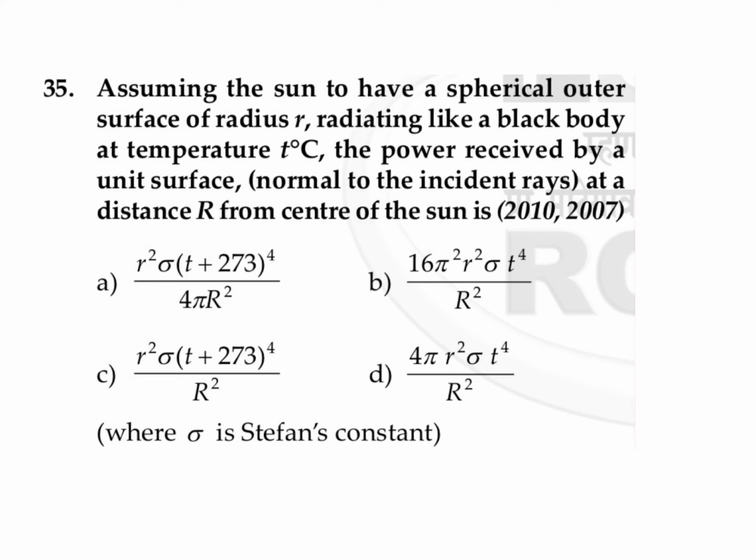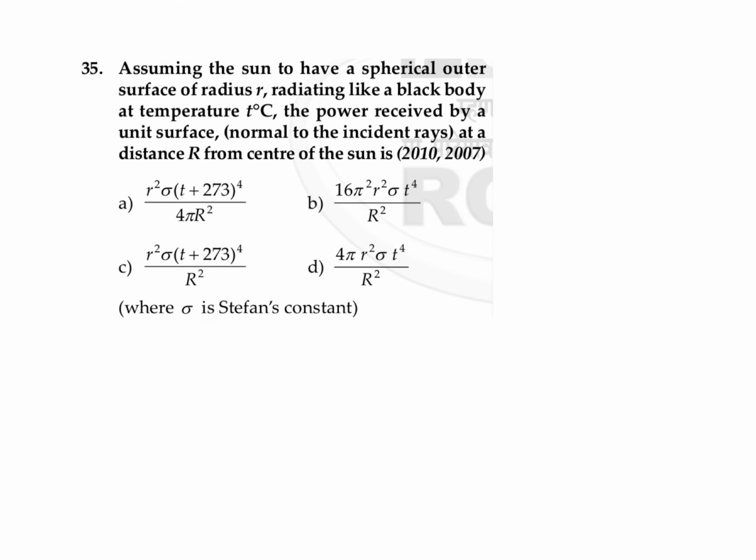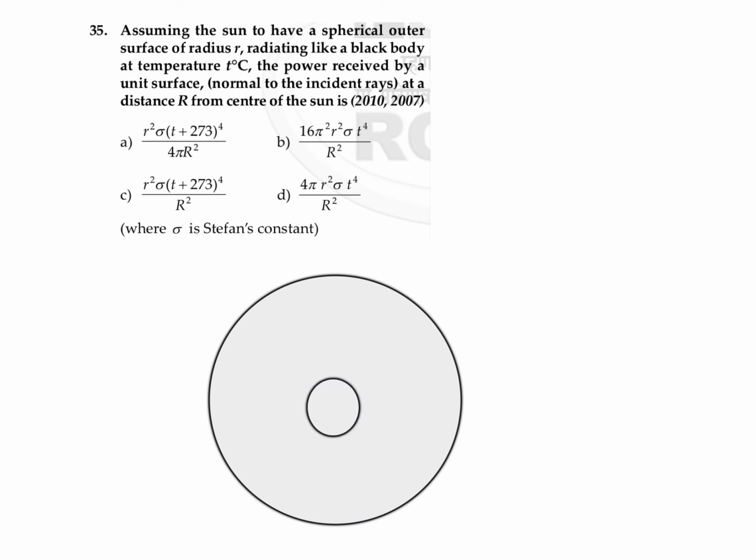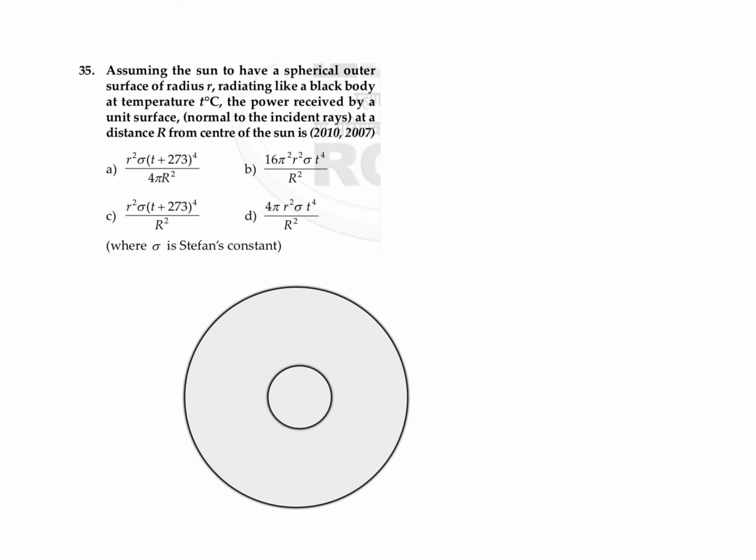It is given that, assuming the sun to have a spherical outer surface of radius r, radiating like a black body of temperature T degrees Celsius. So over here we are considering that the sun is like a black body, so the value of E we can take as nothing but 1, and the radius of the sun is given as small letter r, radiating like a black body at a temperature of T degrees Celsius. So the temperature is given as T degrees Celsius.